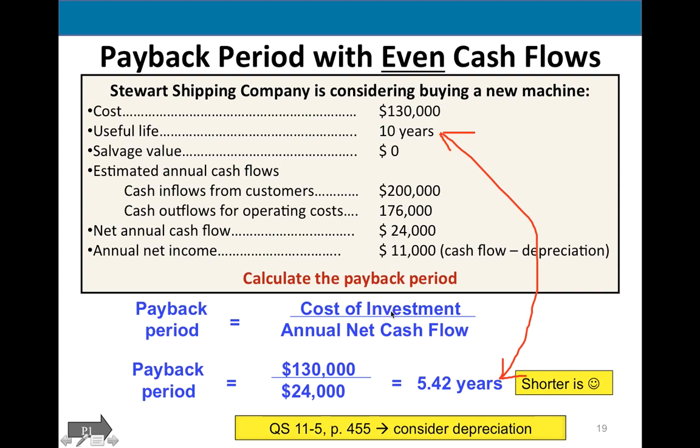So cost of investment, I'm spending $130,000 divided by annual net cash flow, $24,000. So it will take me 5.42 years. I am planning to use this machine for 10 years. So in less than 5.5 years, the cost will be recuperated. So my payback period is shorter than life of this machine. So it's a good decision. I should buy this machine if I'm using this method.